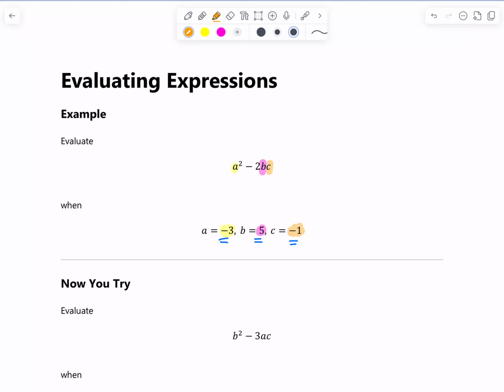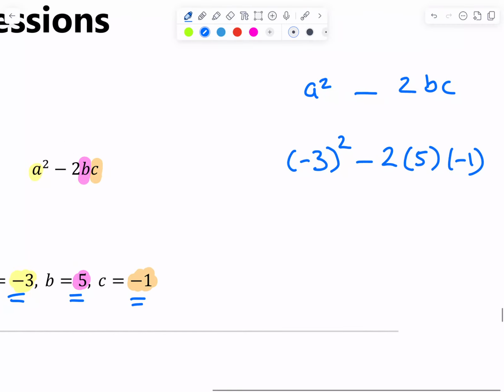you substitute. So we have a squared, and instead of a, you're going to write -3, and then you put the squared outside. So this is my a squared value, and we have -2bc. So then we're going to write -2. My value of b is 5, and my value of c is -1. And now I want to work this out.